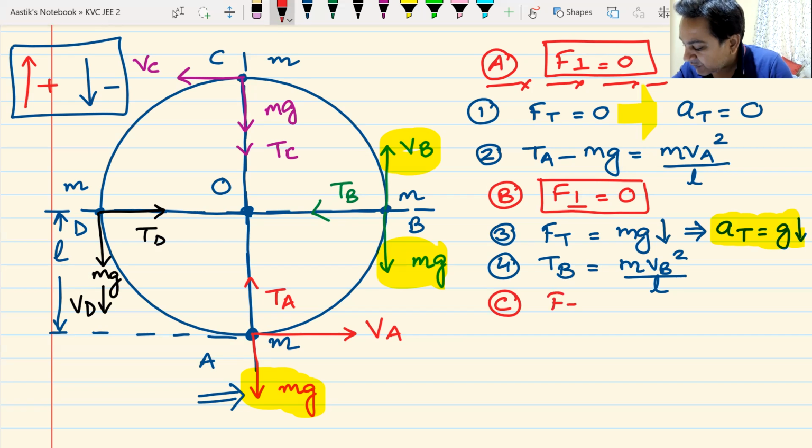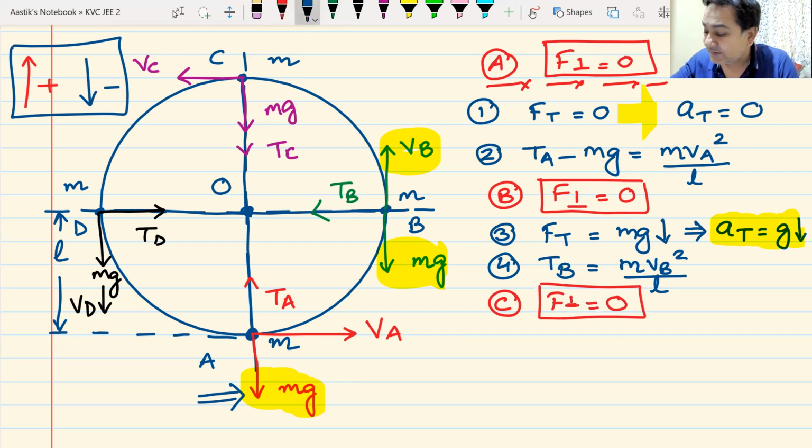Point number C, we come on to. F perpendicular is 0. There is no force in the perpendicular direction. So let us not worry about this. Let me move on to equation number 5. I am naming these equations because I will be using them in the next class: 1, 2, 3, 4, 5. So you also name them in the same way. What is equation number 5?